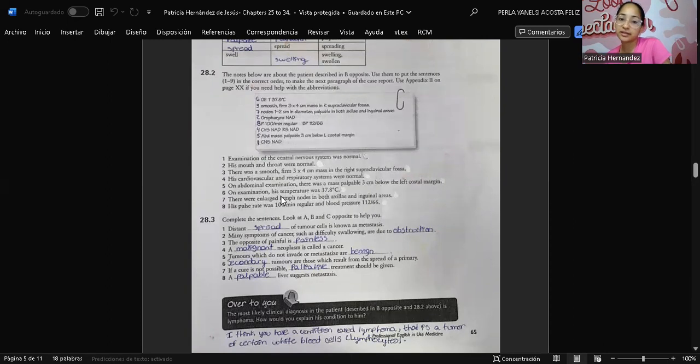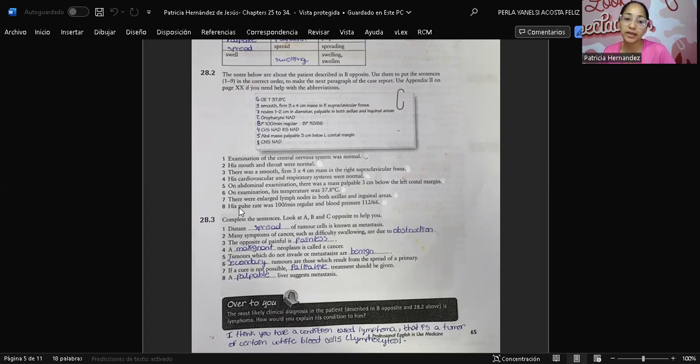On examination, his temperature was 37.8 Celsius degrees. That's OE temperature of 37.8 degrees Celsius. There were enlarged lymph nodes in both axillary and inguinal areas. That's nodes from 1 to 2 centimeters in diameter, palpable in both axillary and inguinal areas.